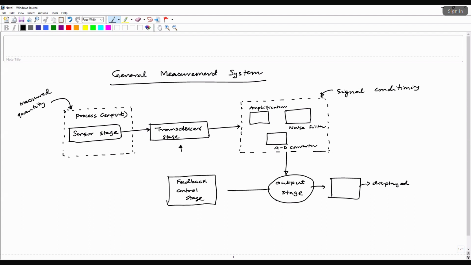So the output signal is taken to the feedback control stage, and the signal from the feedback control is fed into the sensor stage. So this is the control signal.